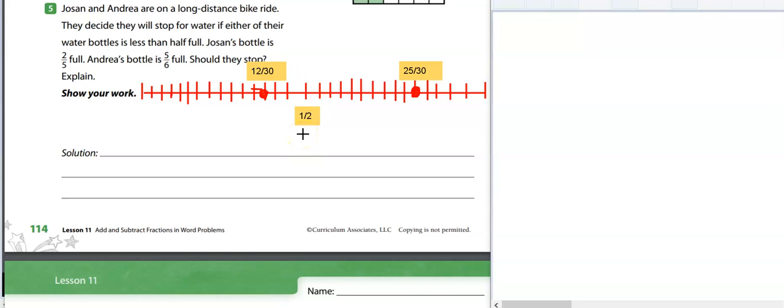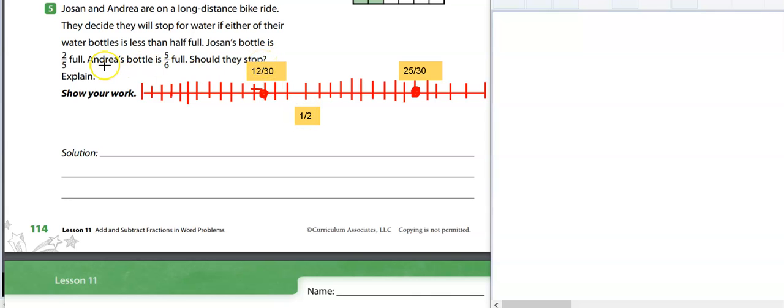So we want to see if either one of their bottles is more than half full or less than half full, because our question tells us that they decided to stop if either one of their bottles is less than half full. So, Josan's bottle we know is 2/5 full. Now, 2/5 is equivalent to 12/30, and 12/30 is right here on our number line. So that means 12/30 is less than half full.